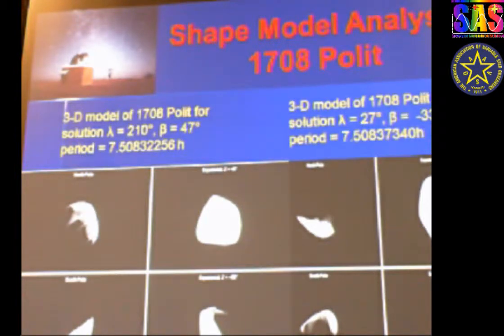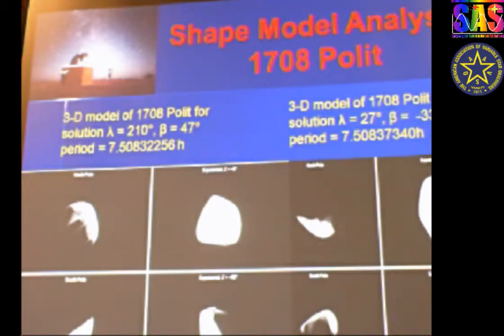The one on the left, you can see there, it's with a position of 210 and plus 47 for the pole angle. The one on the right is 27 minus 33. And we're looking at 4 different views of the model of the asteroid.